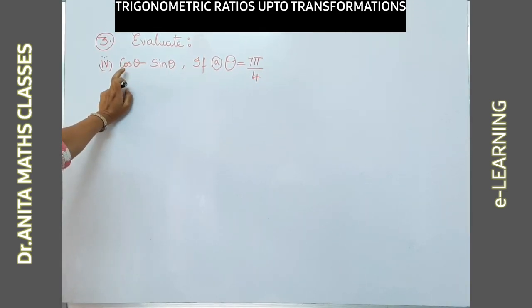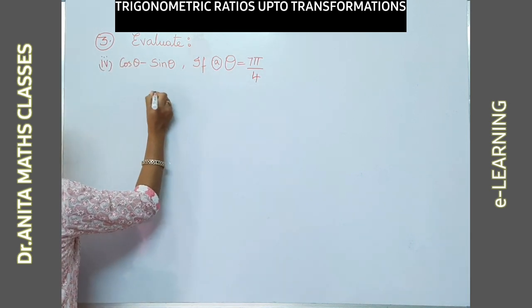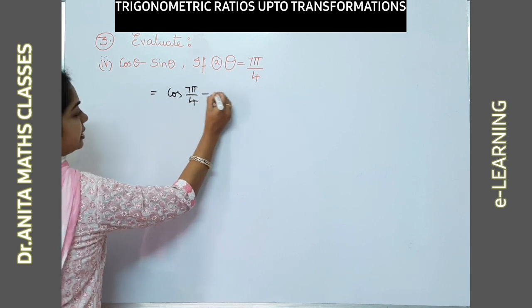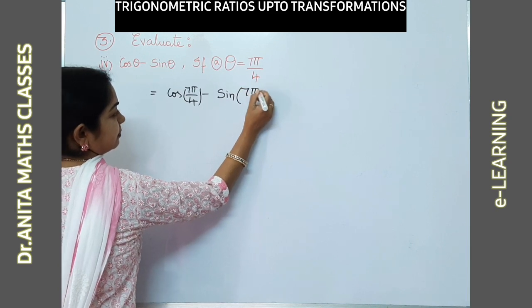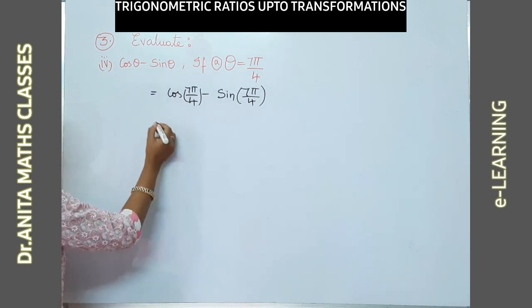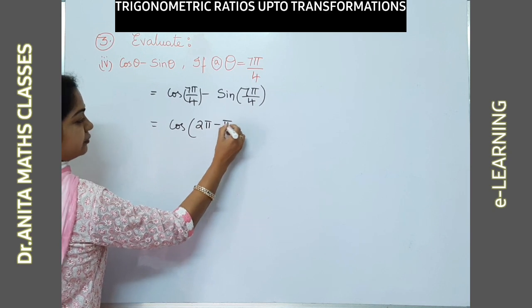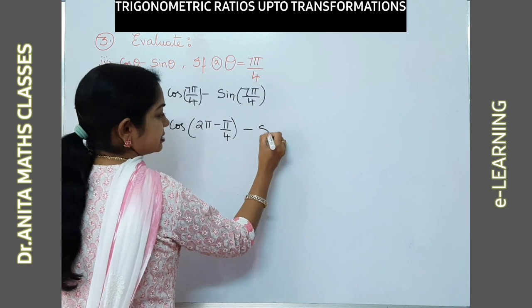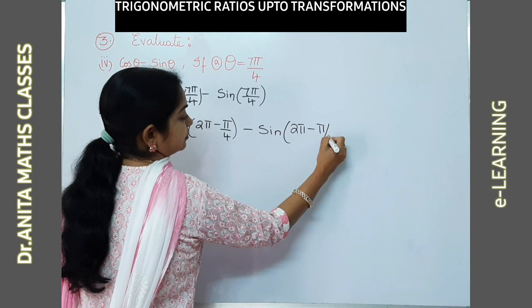Fourth bit, evaluate cos theta minus sine theta. So theta is 7 pi by 4 here. We'll substitute it here. So cos of, in place of theta, 7 pi by 4 minus sine of 7 pi upon 4. Okay, here we will split 7 pi by 4 as cos of 2 pi minus pi by 4. So that comes to 8 pi minus pi, that is 7 pi by 4, minus sine of the same thing, 2 pi minus pi by 4.